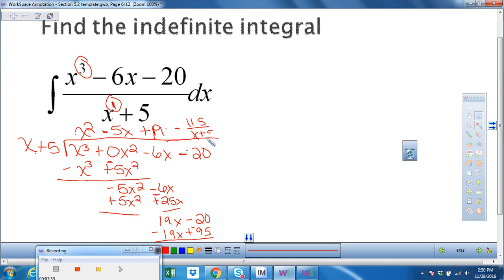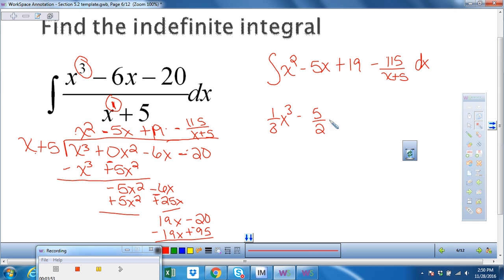x plus 5. So now what I'm integrating is x squared minus 5x plus 19 minus 115 over x plus 5. Okay, so I'm going to integrate each term separately. So this one integrates to 1/3 x cubed. This integrates to 5/2 x squared plus 19x.